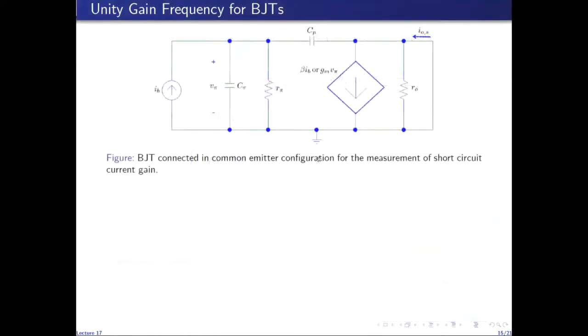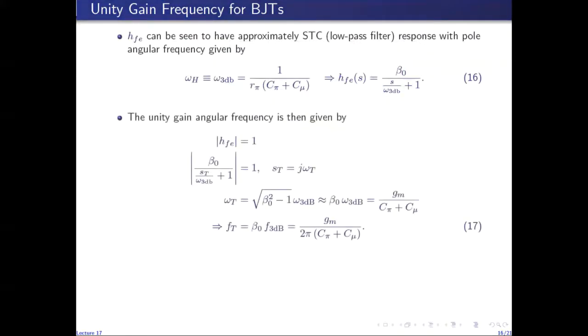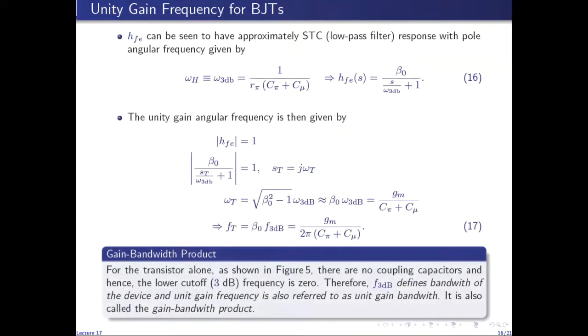Because if we look at figure 5 here, there are no coupling capacitors in this diagram. So for the BJT alone, because there are no coupling capacitors, there will be no lower cutoff frequency. In other words, the pole frequencies, all of them will be 0, and the lower cutoff frequency will be 0, which means that the bandwidth of the device is then given by the higher cutoff frequency. So F3dB here defines the bandwidth of the BJT, which is why FT is also called unity gain bandwidth.